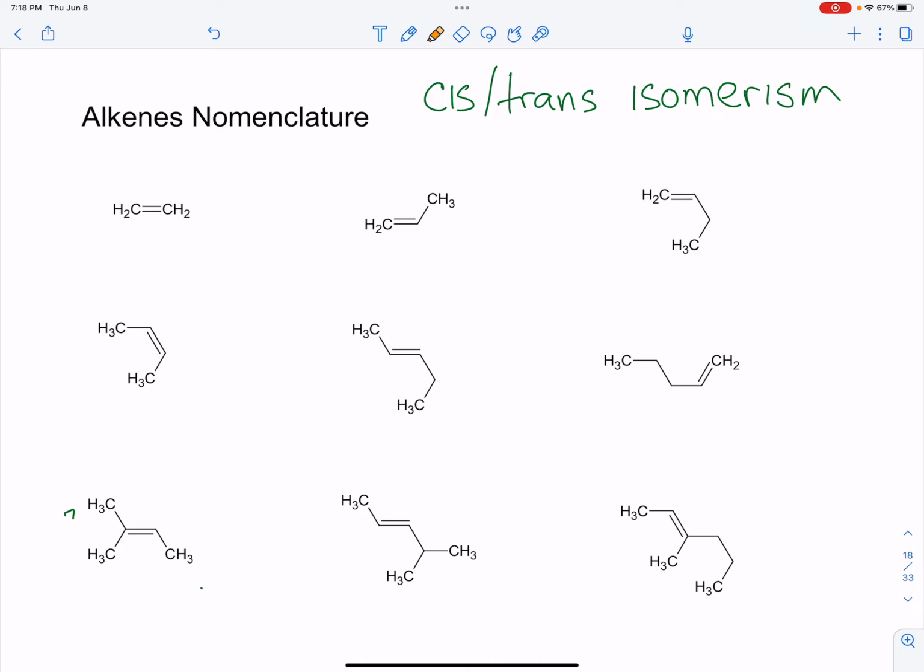We noticed that those two branches could be on the same side of the ring, and we called that the cis isomer, or the two branches could have been on opposite sides of the ring. One could have been above the ring, the other one below the ring. In that case, it was called a trans isomer. The same phenomenon occurs with some, but not all, alkenes. So we're going to try to figure out when it occurs, and if it does occur, which version do we have, the cis or trans isomer?